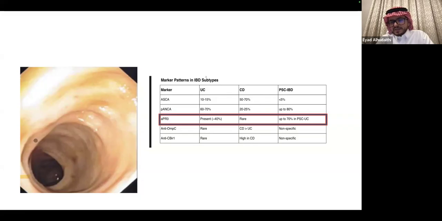When we diagnose a patient with PSC, it's important to know how to manage them, how to follow them, and how to screen them. They are at risk of colon cancer. We don't have time to go over the treatment, but usually they find that vancomycin is effective in those patients.